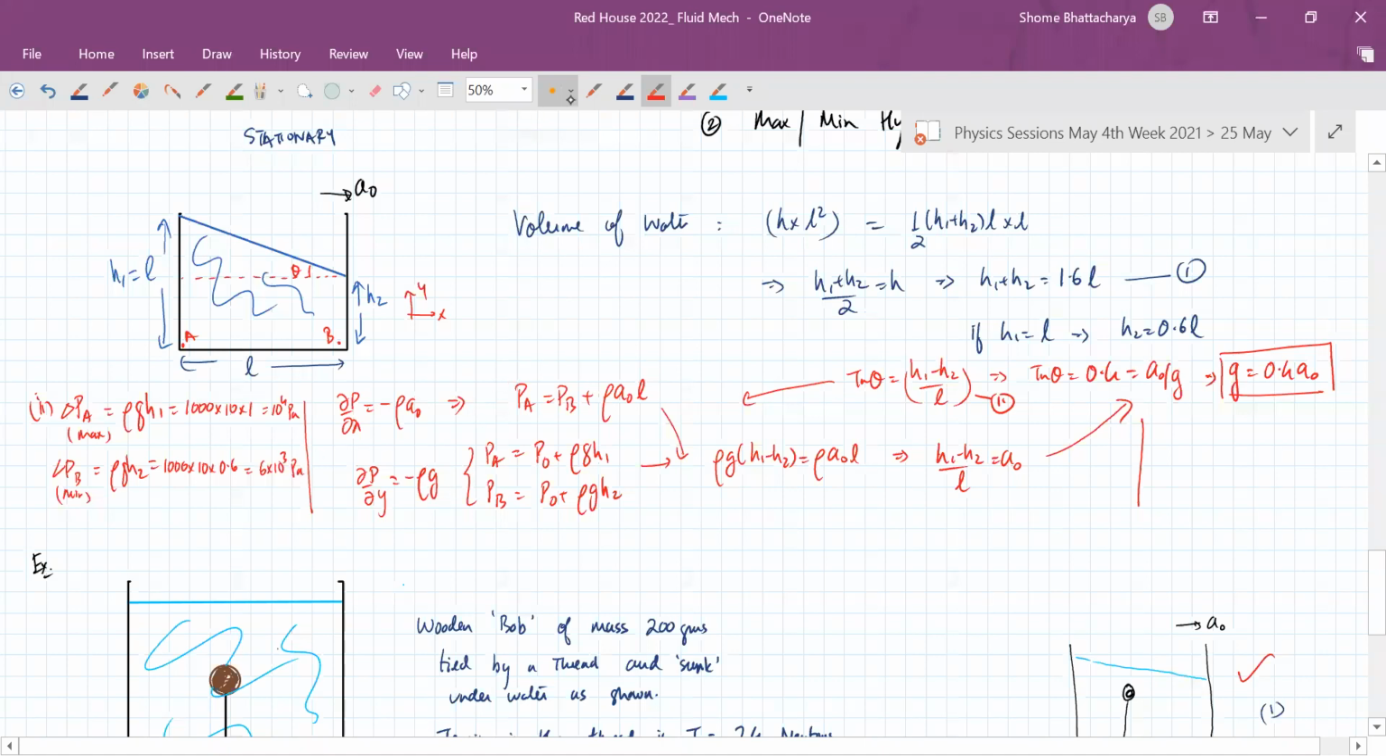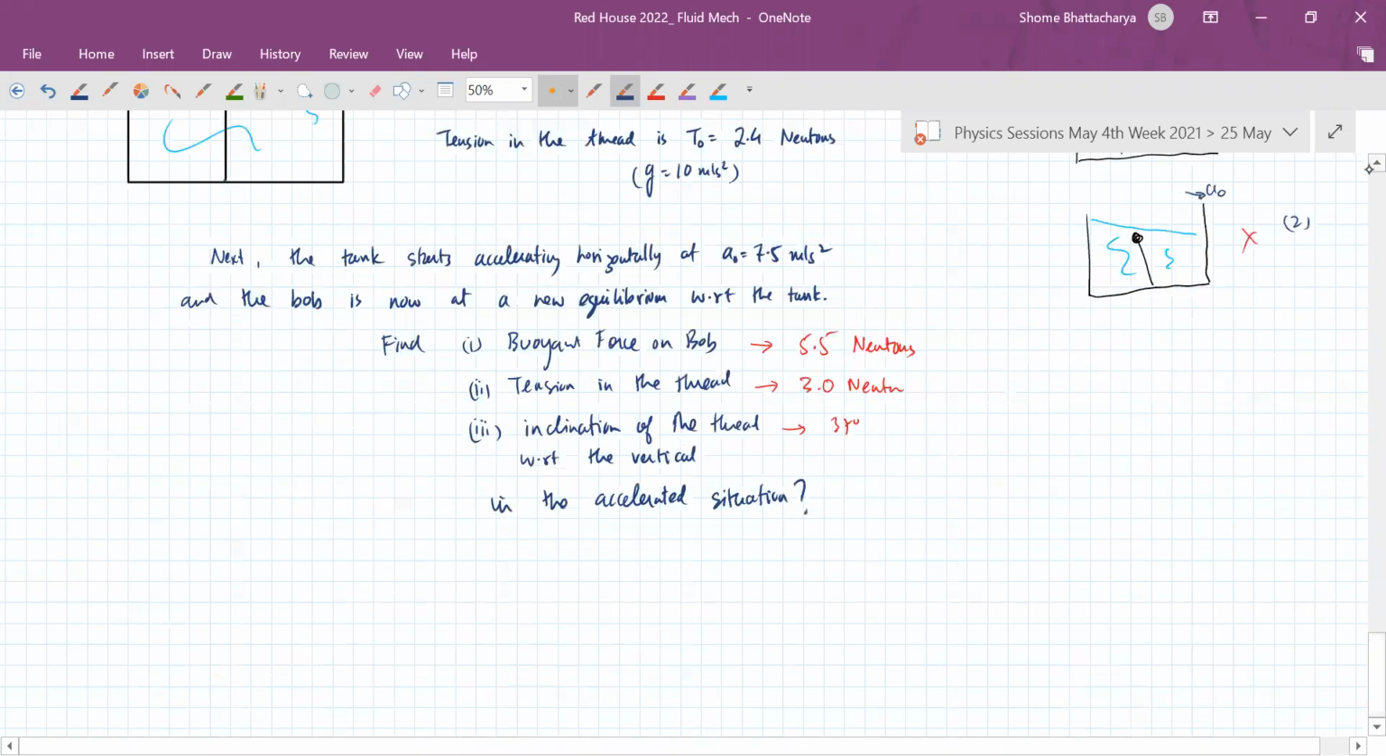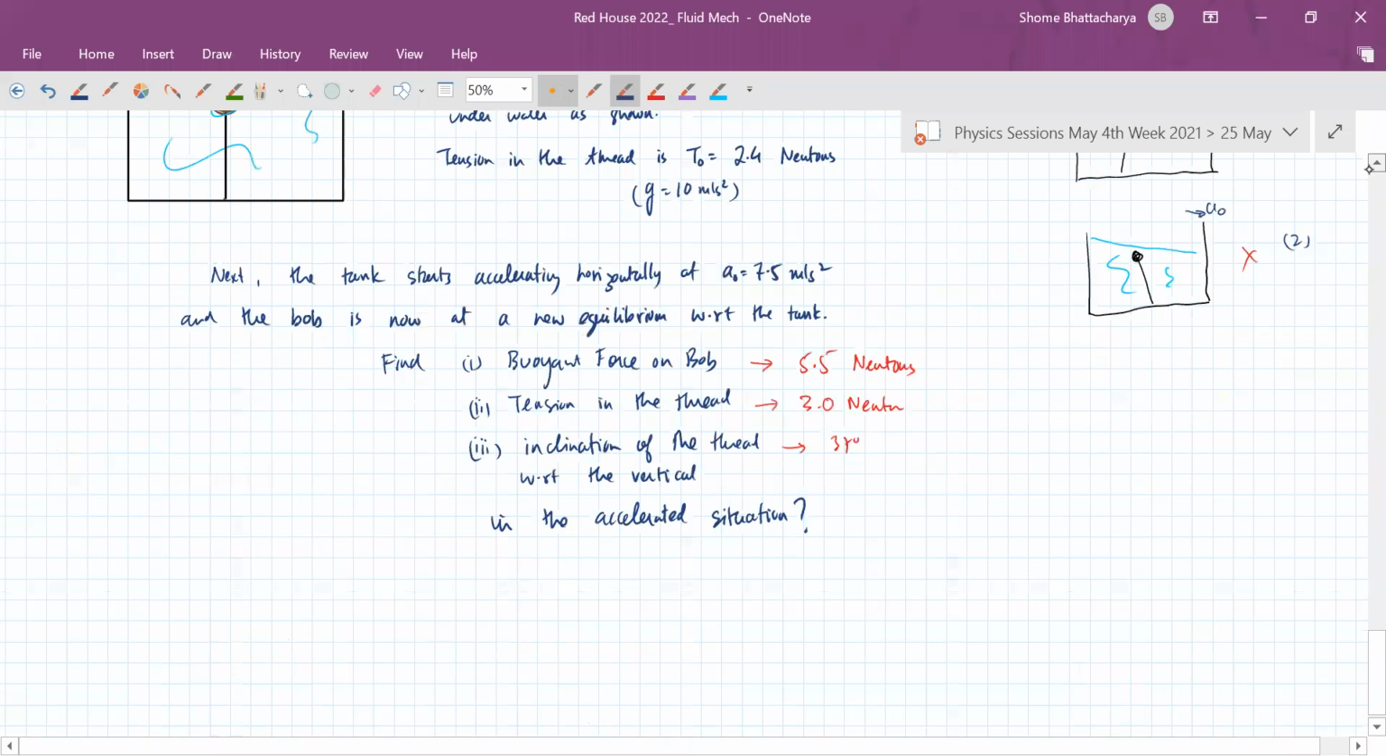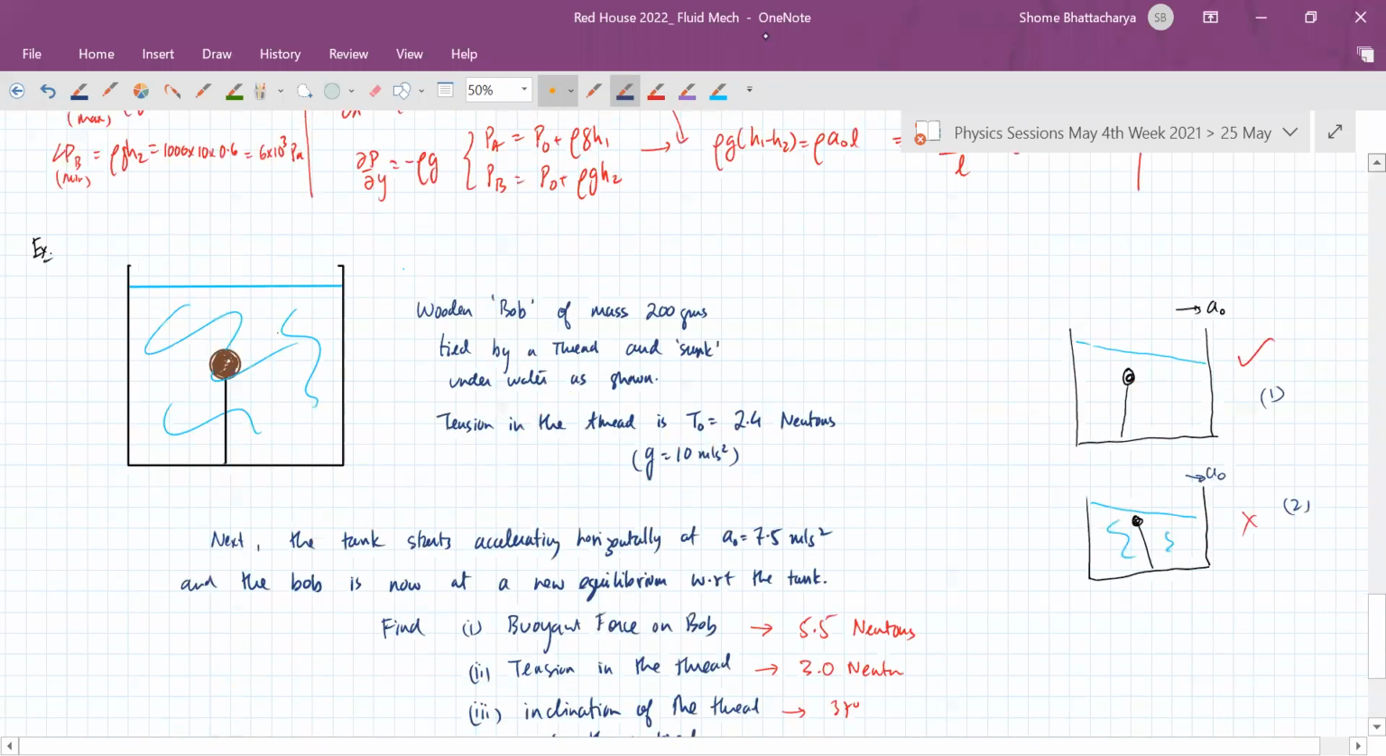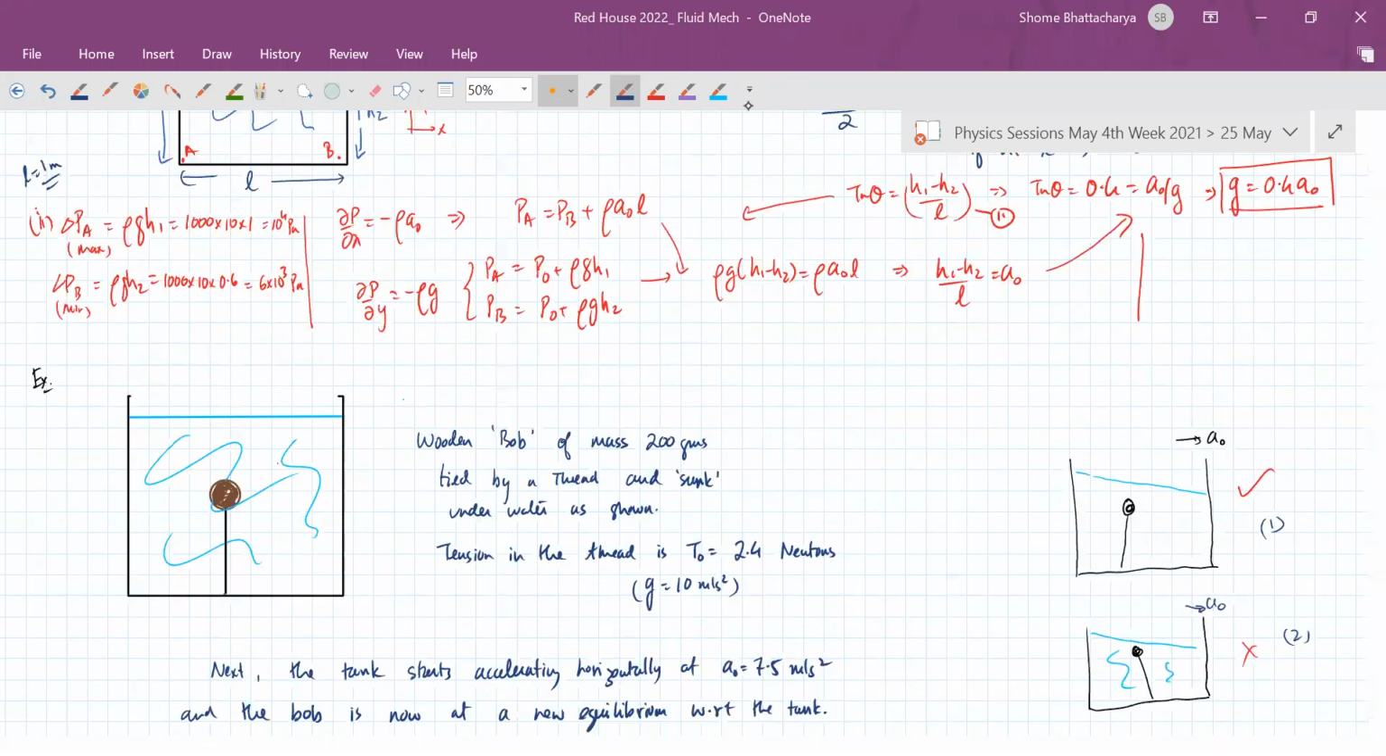I'm not sure I'd given the value of L. So if I've not given the value of L, it will be in terms of L. So just multiply this with L. Here I've taken L to be 1 meter. Okay, Aman, this is clear now? Okay. Now let's move on to this.